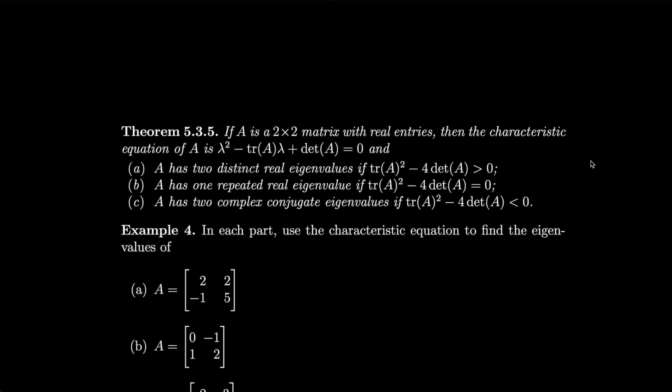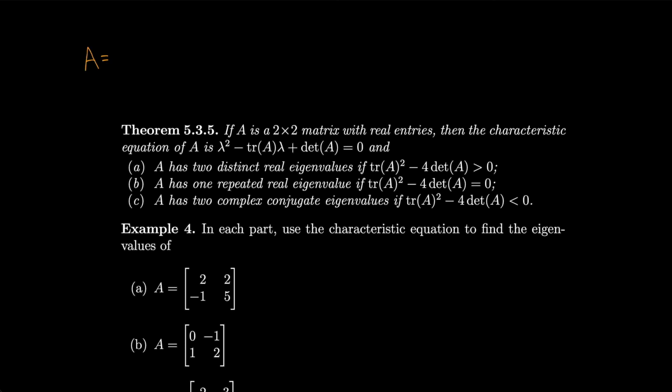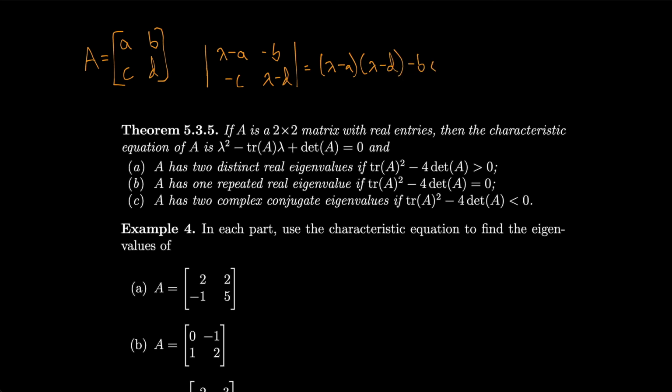This should kind of make sense, because if I were to write an arbitrary matrix A equal to, let's say, a, b, c, d, and I take the determinant of lambda I minus A, then that'll be lambda minus a, minus b, minus c, lambda minus d, and that would be lambda minus a times lambda minus d minus bc, which is lambda squared minus a plus d lambda plus ad minus bc. So notice a plus d, that's the trace.